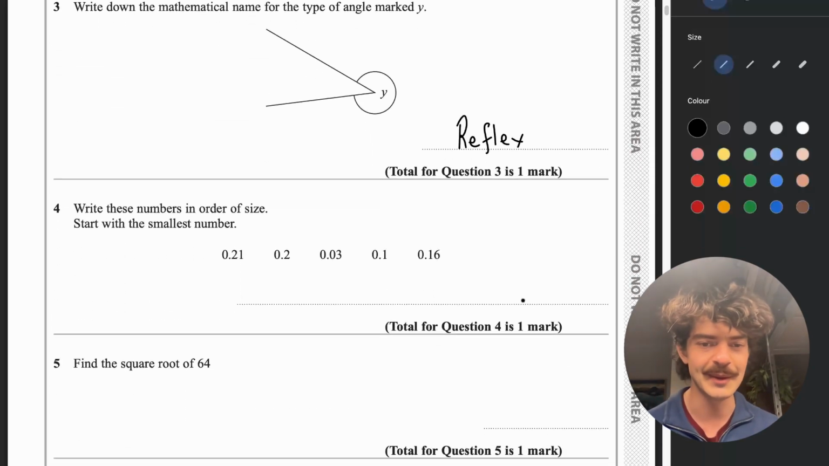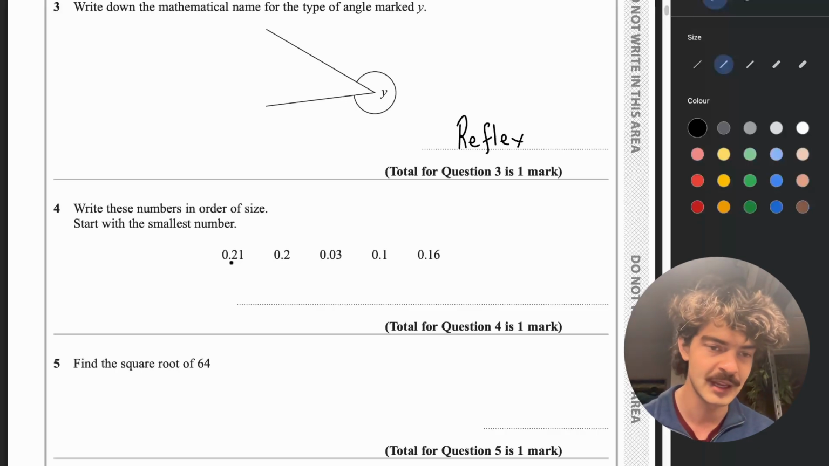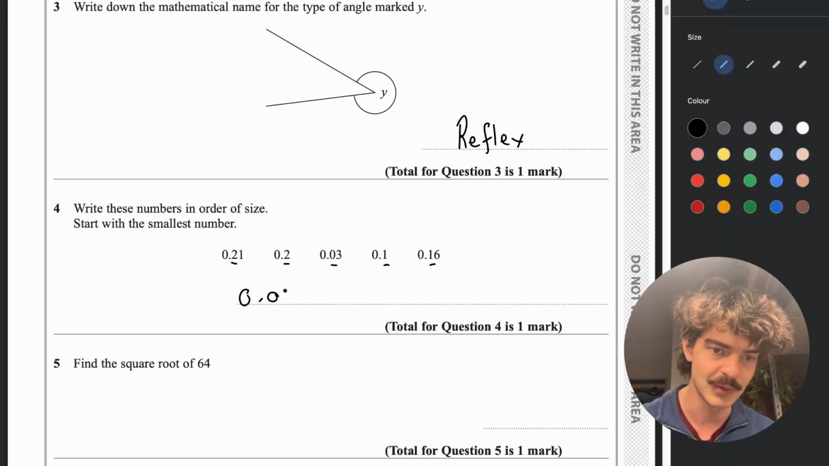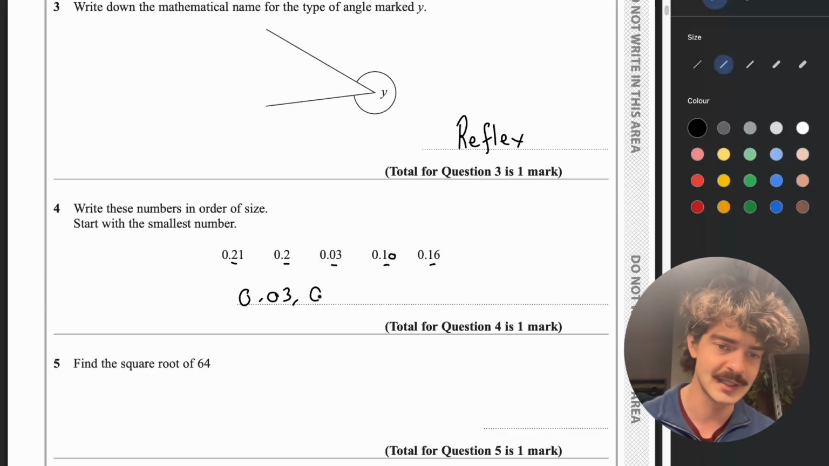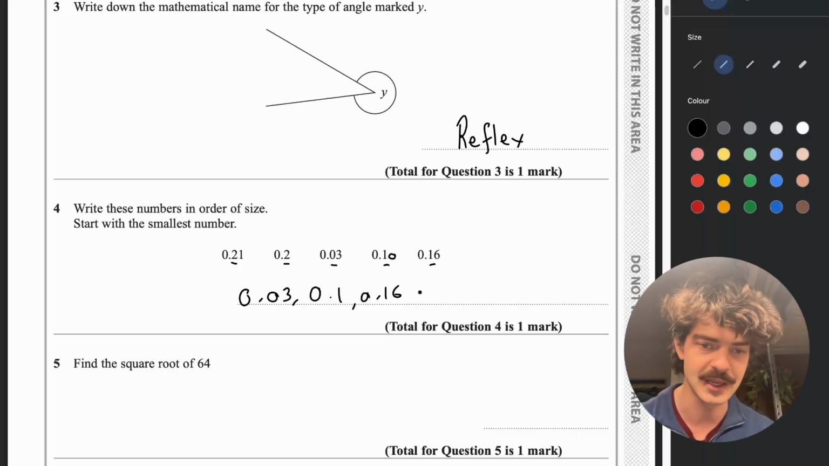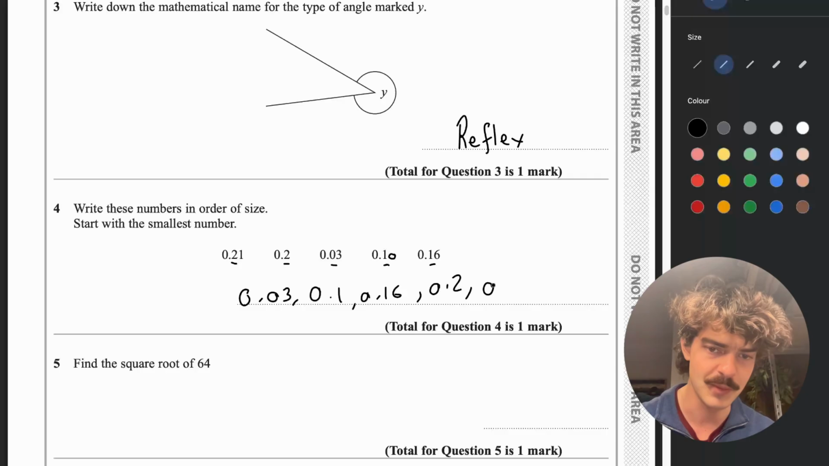Okay, ordering these in terms of size. Remember, the best way to do this is always to consider the first digit first, the tenths, and we can start by looking at these. So the smallest tenths digit is 0.03. Then we've got these two, which are 0.1s. If you've got just blanks after your tenth digit, all of these are going to be zeros always. So is 0 or 6 bigger? Clearly 0.16 is bigger, so next is going to be 0.1, then 0.16. And we can repeat the same exercise over here, 0.2, then 0.21.